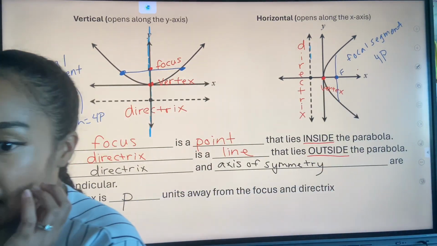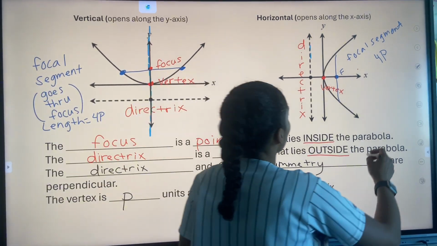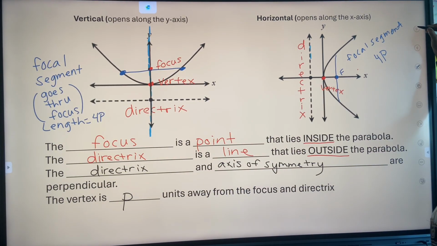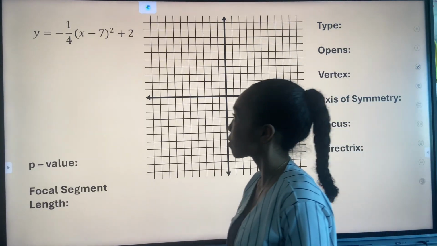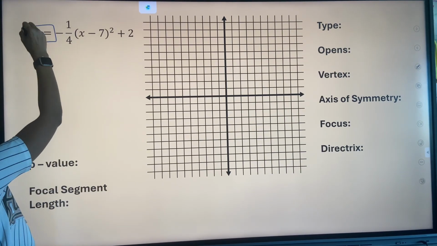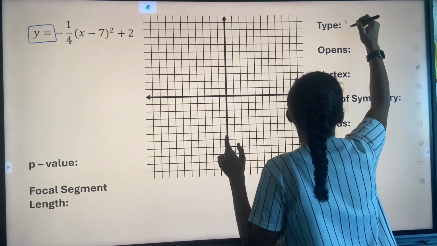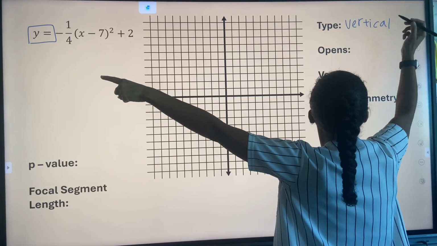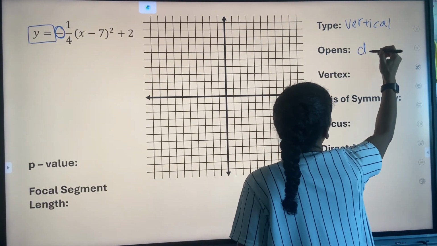All right, we're going to apply all of this information to an example. So go ahead and flip over the page. We're going to do example number 2. All right, this is example number 2. Okay, so guys, my equation is y equals... will this be opening horizontally or vertically? Vertically. And look at that equation. Will it open up or down? Down, because there's a negative. So this is going to open downwards.